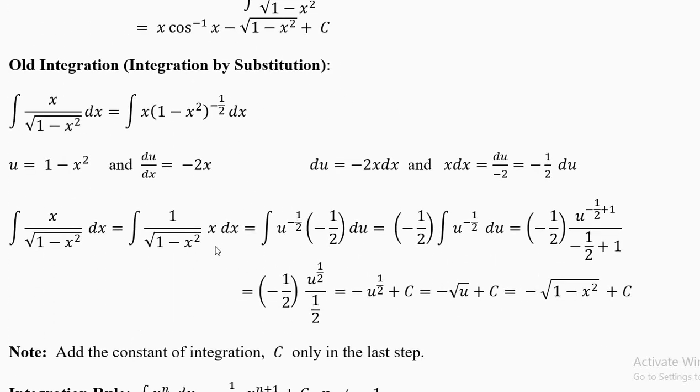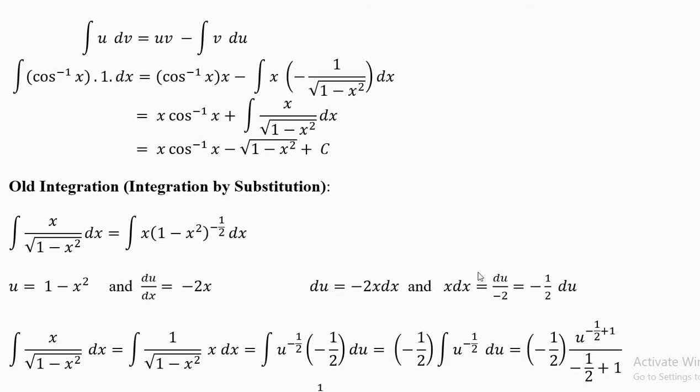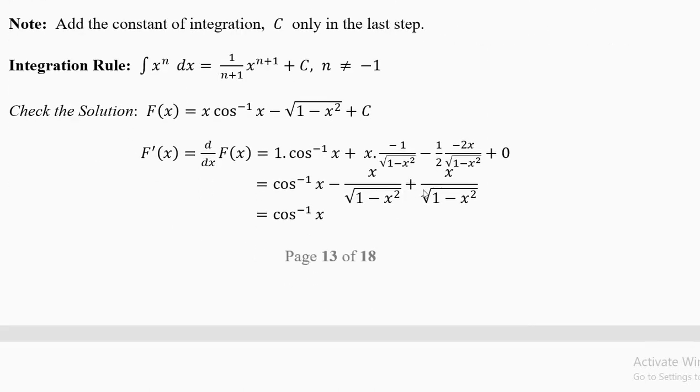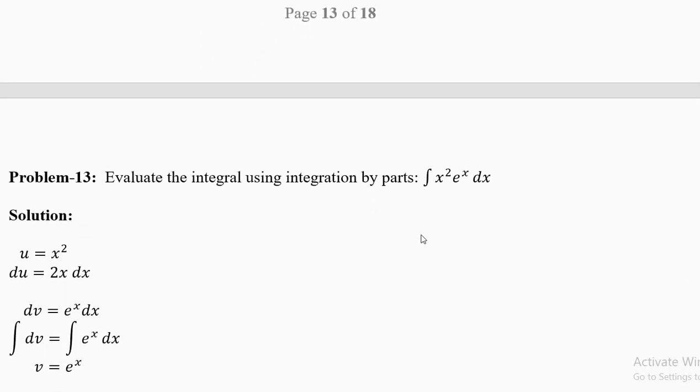Again do integration by substitution. You'll get minus square root of 1 minus x square. This plus into minus is minus. So you'll get x cos inverse x minus under root 1 minus x square. Then remember to add the constant of integration in the last step. You can differentiate and check the answers, and indeed we are on the right track.